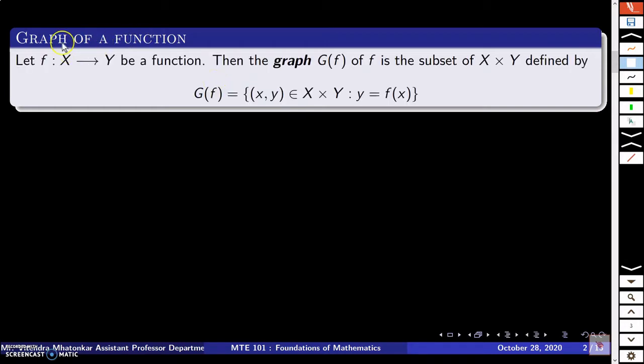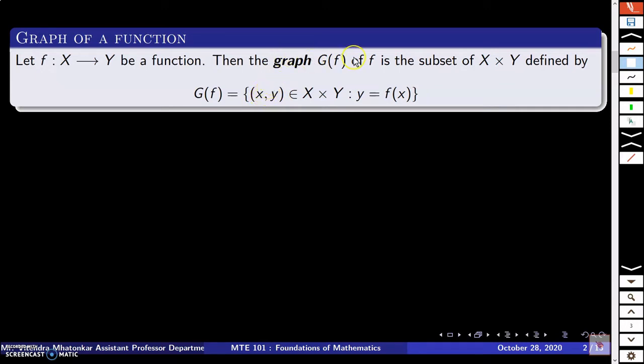Supposing I have a function f from the set x to the set y, then the graph of this function, denoted by G of f, is the subset of the Cartesian product x cross y such that the second coordinate in the ordered pair is nothing but the image of the first one.